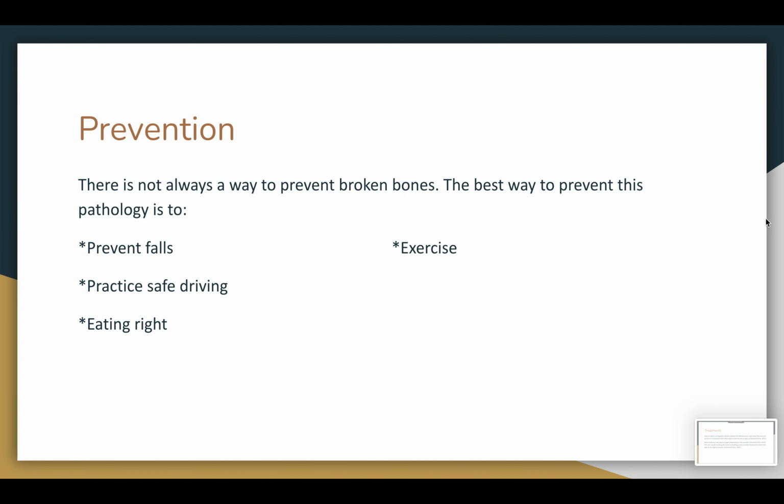Prevention: there's not always a way to prevent broken bones. A lot of times bones are broken in car accidents, so practicing safe driving is a way to prevent that, but it can't be completely prevented, of course. Prevent falls and eliminate fall risks if you're of older age. Eat right, including calcium and vitamin C in the diet, and exercise to maintain muscle mass and provide some protection for the bones.